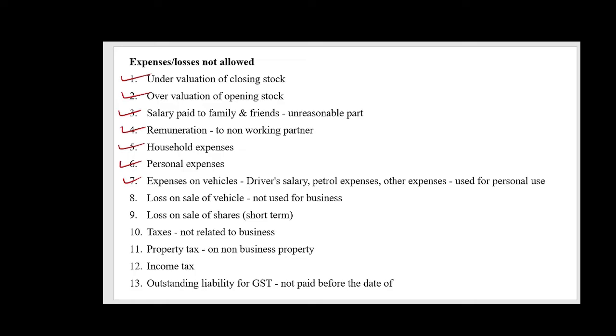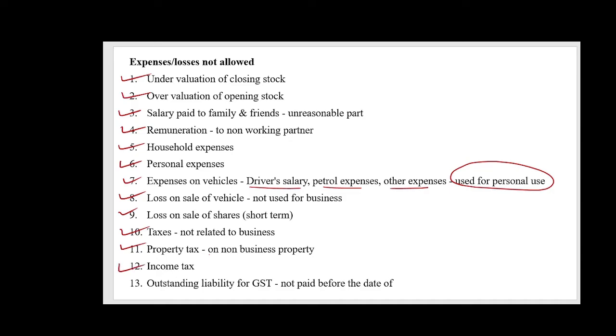Expenses on vehicles, like for example the driver's salary or petrol expenses or any other expenses, if it is used for the business or profession, it is allowable expenses, but if it is used for personal use it is not allowed. Then loss on sale of vehicle, if this vehicle is not used for business then it is disallowed. Loss on sale of shares is also not allowed in case if it is short term and if it is not related to the business or profession. Taxes which are not related to the business are not allowed. Property tax on non-business property is not allowed. If it is for the business property, then it is an allowable expenditure.